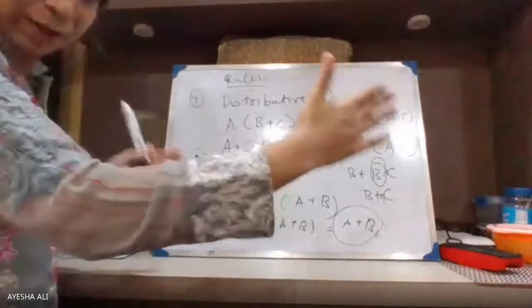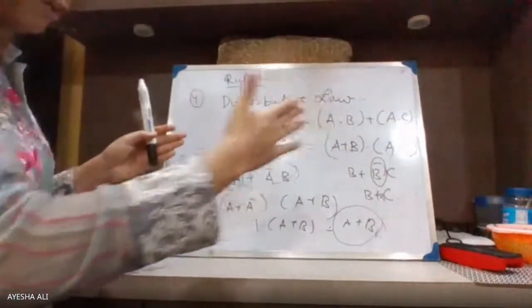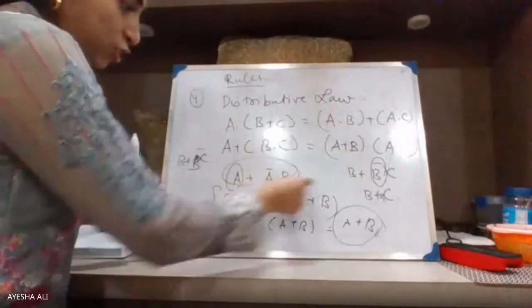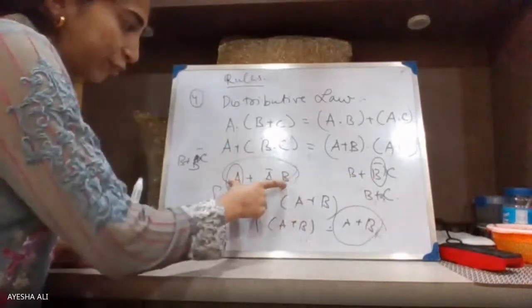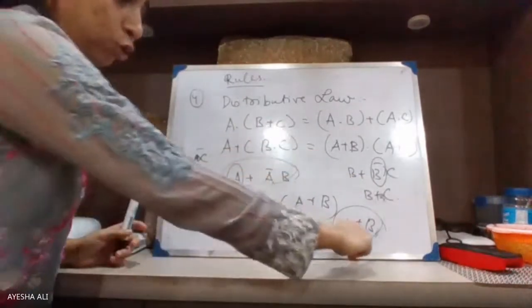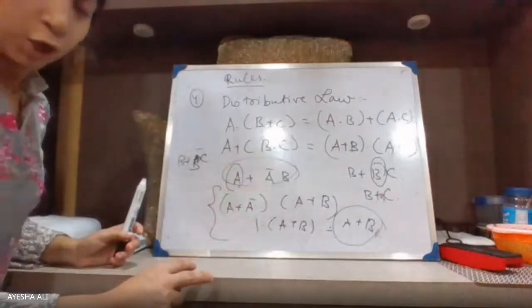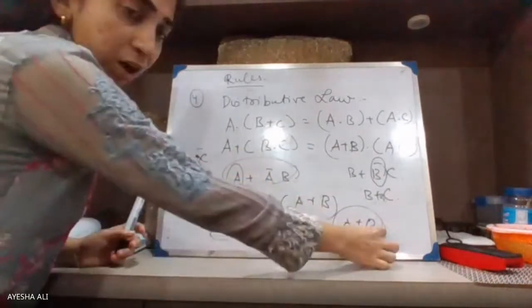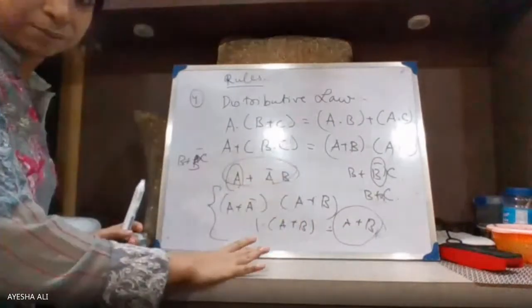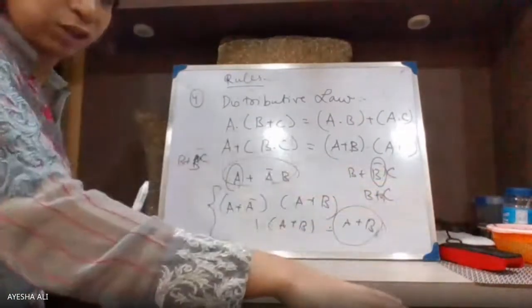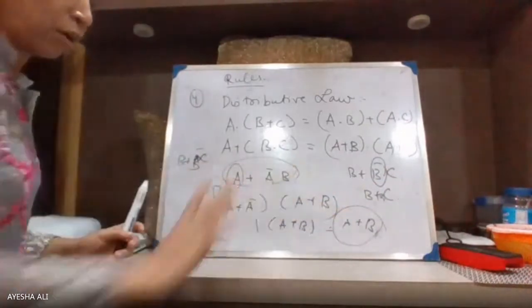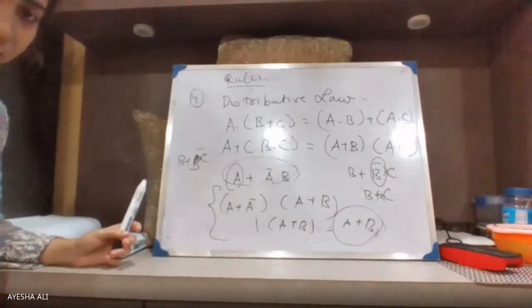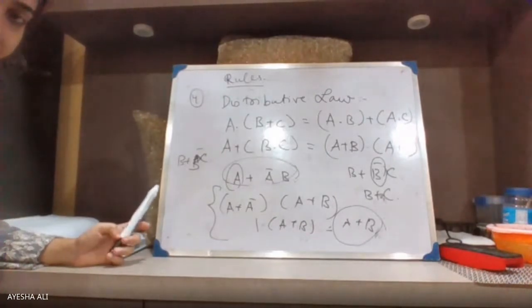In the exam, if you have a long expression, and in the middle of it there are 7 to 8 such terms, out of which you see two terms that can be broken down into this form using the distributive law, just go from here to here. No need to show these two steps. Just write "using distributive law" and go from here to here. This is a very important application of the distributive law. Clear?